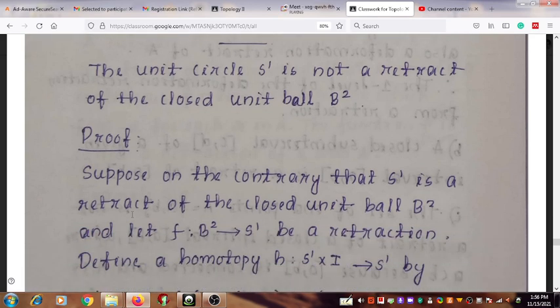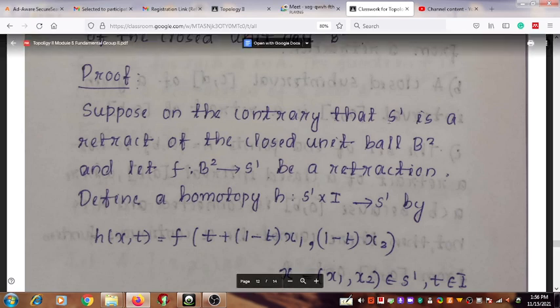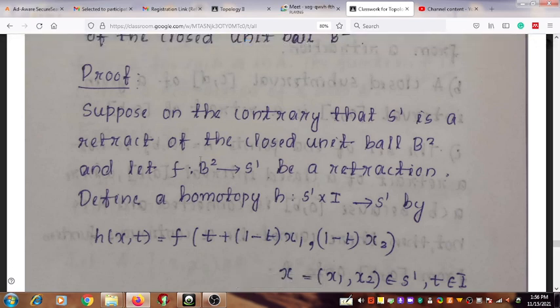Let's see the proof. Suppose, on the contrary, that S1 is a retract of the closed unit ball B2. Then there must exist a retraction. So let f be that continuous function from B2 to S1 which is the retraction.